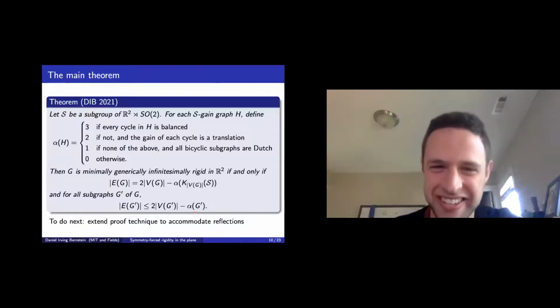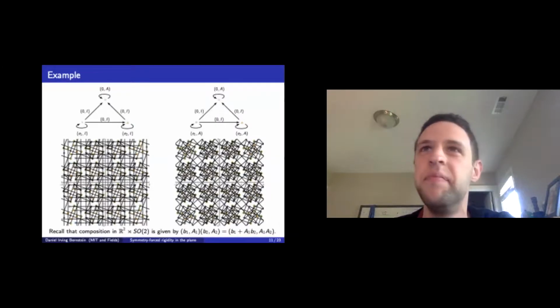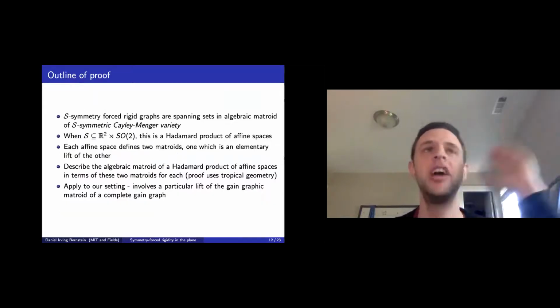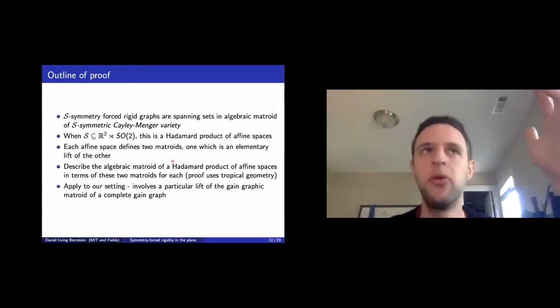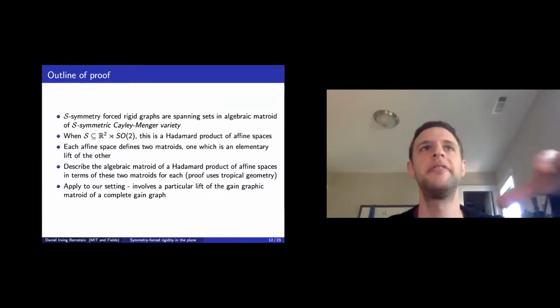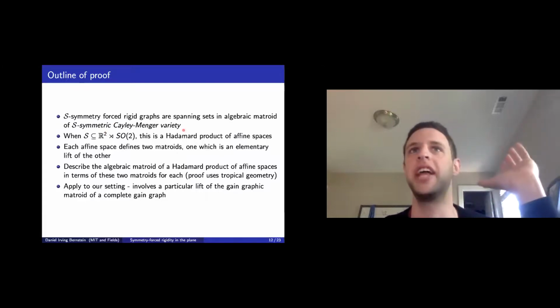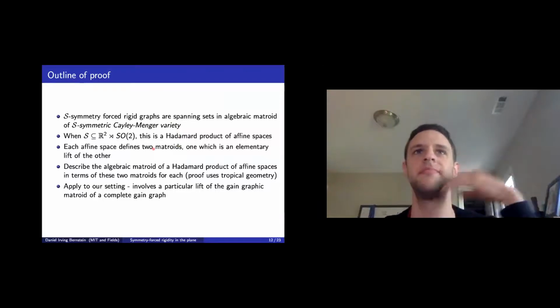Yeah, any other questions? Okay, so I'm going to skip that example. Actually, it's not that illuminating. Okay, just to give you a sketch of the proof. As I alluded to before, at least in the non-symmetric case, the graphs that are symmetry-forced rigid are the spanning sets in the algebraic matroid of a variety I'm going to define called the S-symmetric Cayley-Menger variety. I'm going to define all of these terms, so don't worry if you don't know any of these.